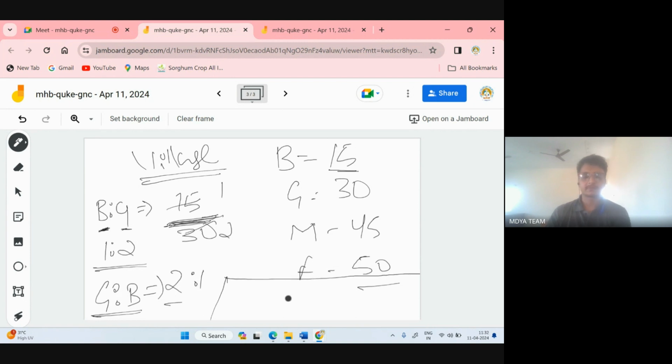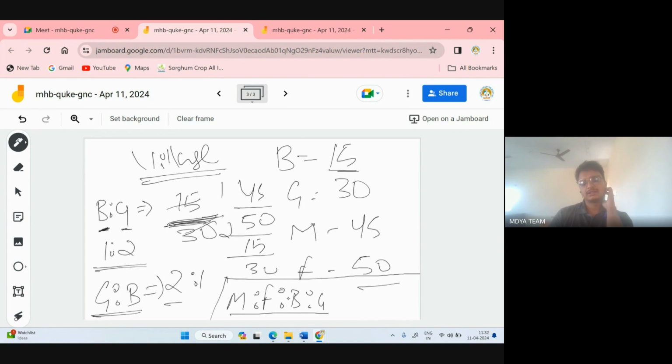Last. Ratio of male to female, ratio of boy to girl. So again, just write in the same order as it is written here. Male 45 upon what will we write? 50. Very good. Upon 15, and in the end 30. Just simplify this. 5 9s are 45, 5 10s are 50, 5 3s are 15, 10. 9 ratio 10 ratio 3 ratio 10.